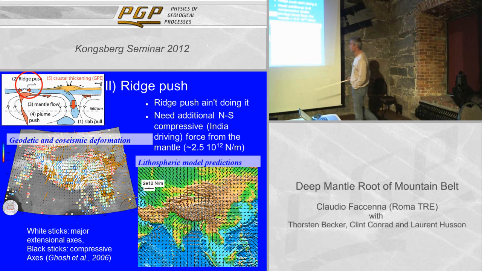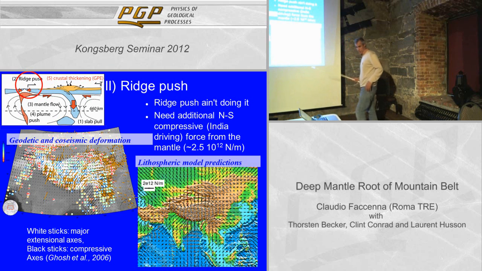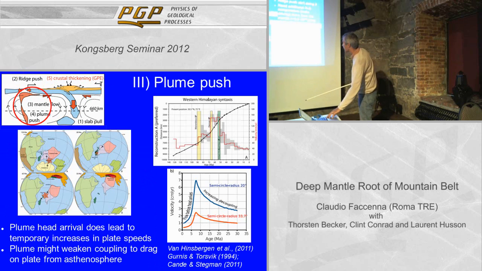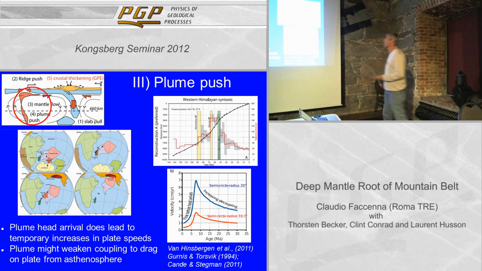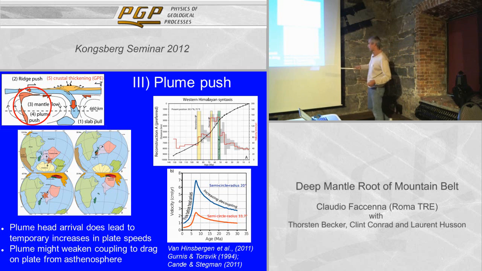These white sticks show the orientation of the extensional direction. So this model, only driven by ridge push, cannot fit in any case neither the geodetic nor the seismic deformation you observe. Plume push is a very interesting argument that has been proposed a long time ago for Laurentia by Mjelde and Trond. It has been recalculated now for the case of India, of course, by Weinisberger et al. and reproposed by Candia Stegman as well.